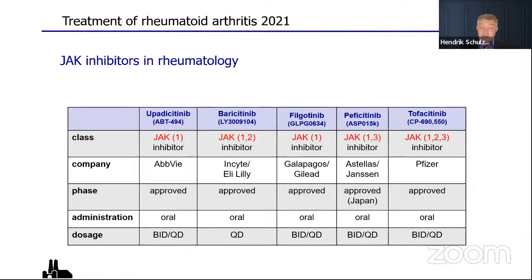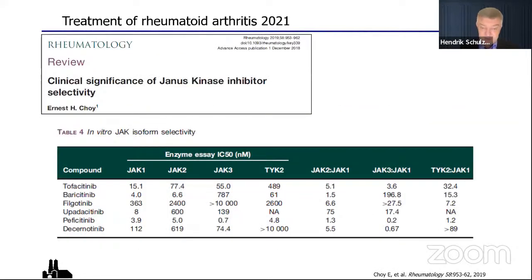And therefore, people have identified upadacitinib as a preferentially JAK1 inhibitor, baricitinib as a JAK1/2 inhibitor, filgotinib as JAK1, and tofacitinib as a pan inhibitor. What does it mean? Well, Ernest Choi showed a wonderful data set some years ago where he looked at the ability of the different Janus kinase inhibitors to inhibit 50% of signaling mediated through JAK1, 2, 3, and TYK2. And what you can see here is that tofacitinib, the pan-JAK inhibitor, requires about the same nanomolar concentration to inhibit 50% of the activity mediated through JAK1, 2, and 3, not so TYK2.